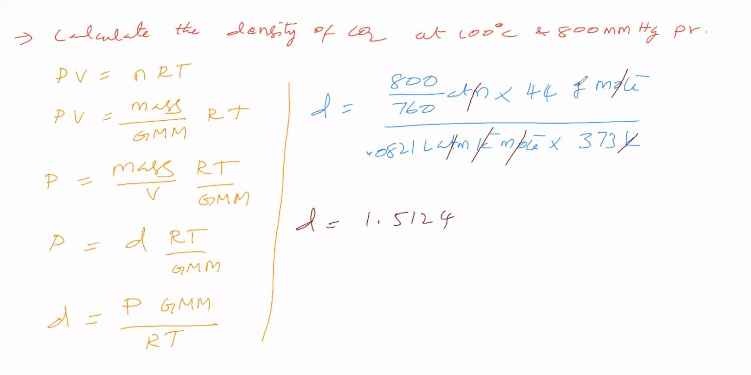What is the unit here? Gram is there, and here we have liter. Therefore we get density in gram per liter. So we calculated the density. Okay, let us go to the next sum.